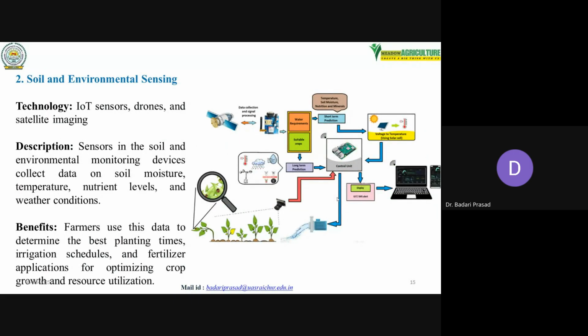Similarly, the soil and environmental sensing. Here the technologies we use are IoT sensors, drones, and satellite imaging. By deploying these sensors in the soil and environmental monitoring devices, we can collect data on soil moisture, temperature, nutrient levels, and weather conditions. All these four parameters can be gauged by these sensors by deploying them in the farm field. The data generated can be used to determine best planting times, irrigation schedules, and fertilizer applications for optimizing crop growth and resource utilization.